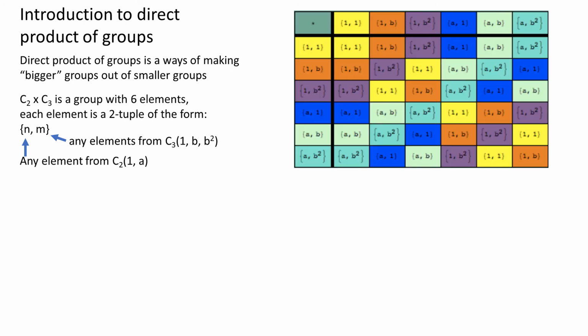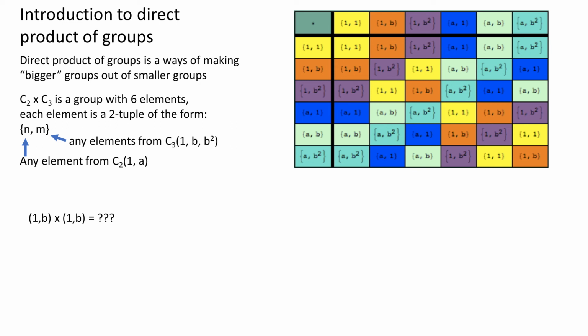This is a Cayley table for this group. How do you fill in such a table? Well, the group operations are done component-wise. The first entry obeys the rules for C2 group, and the second entry obeys the rules for C3 group. So let's look at 1b. What is 1b times 1b?